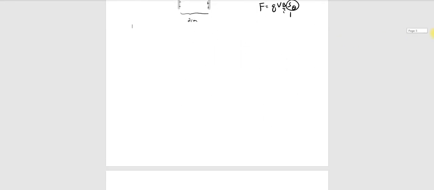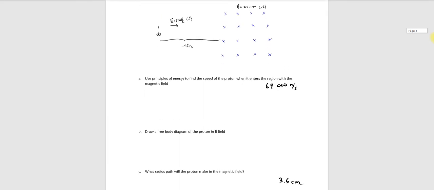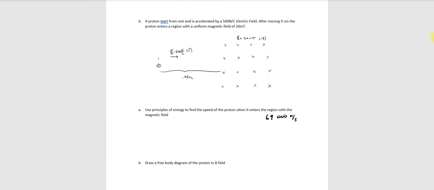Let's chat about number 6. Okay, so a proton starts from rest. There it is, right there. That's what we're talking about. And it's accelerated by a 500 Newton per Coulomb field over this region right here. Part A, use principles of energy to find the speed of the proton when it enters this region right here where there's a magnetic field.